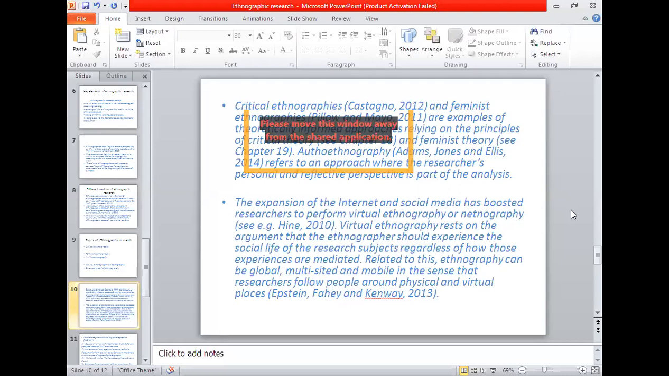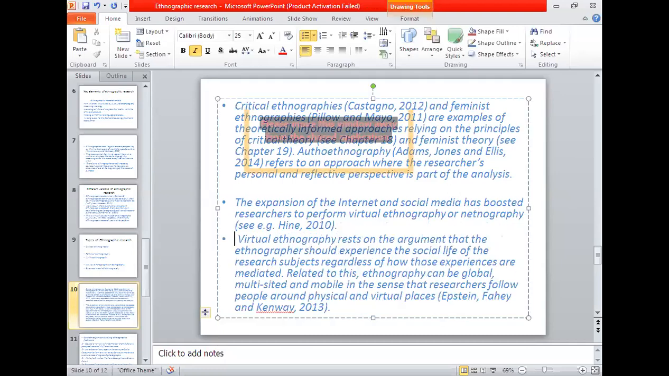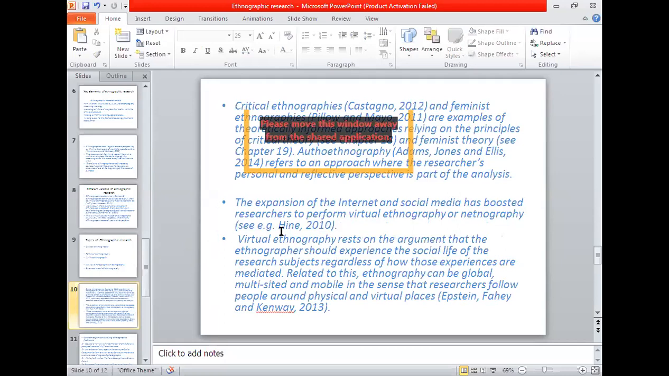अब expansion of the internet की वजह से या social media की वजह से क्या हो रहा है, researchers perform कर रहे हैं virtual ethnography या netnography। Virtual ethnography में क्या होता है, अगर आप यहाँ से देख सकें, now virtual ethnography rests on the argument that the ethnographers should experience the social life of the research subjects regardless of how those experiences are mediated. Like when you do ethnography जिसको virtual कहा जाएगा, so it will rest on the argument that the ethnographer, it means the researcher, should experience the social life of research subjects.